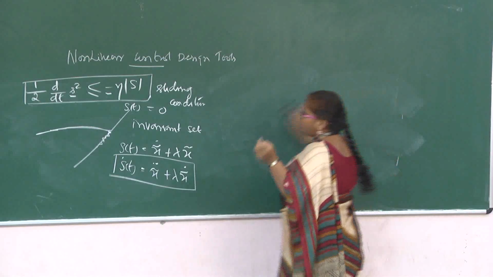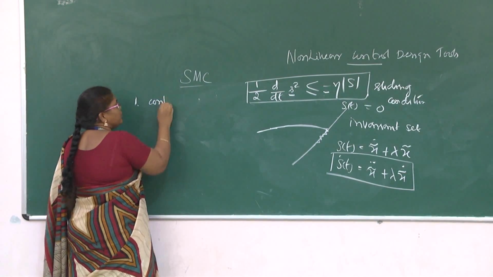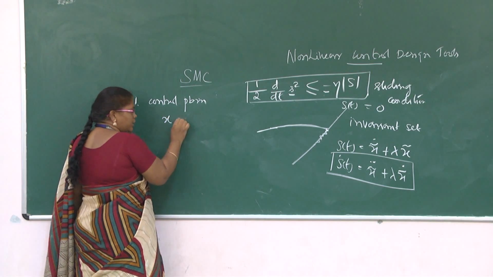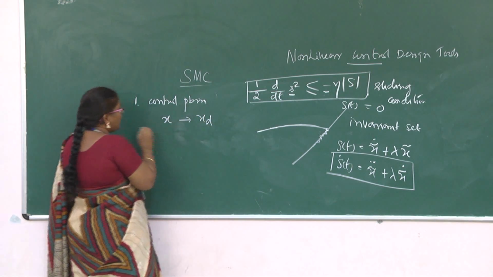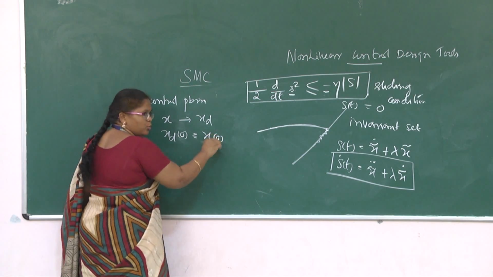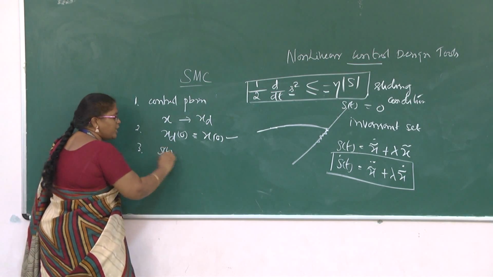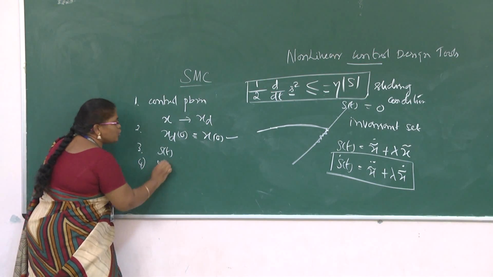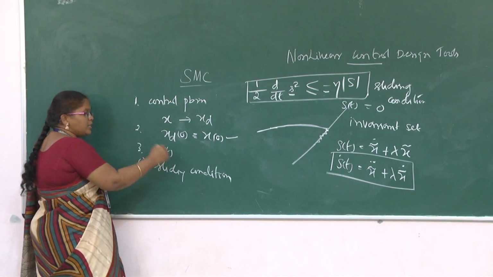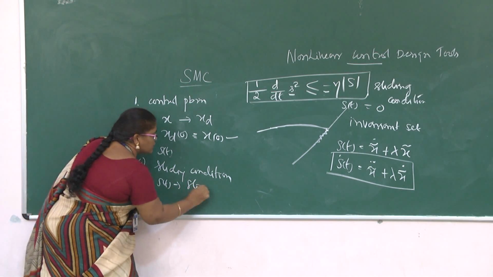Whatever we have seen, let me give a small gist. Number 1, we have designed a control problem, in which x has to reach xd. The second one is that we have defined the condition, that is xd of 0 is equivalent to x of 0. The next one is that in order to achieve this condition, if this variable is in s of t, it is well and good. And the fourth one is that we have introduced a sliding condition, and if s of t follows the sliding condition, then s of t is called the sliding surface.